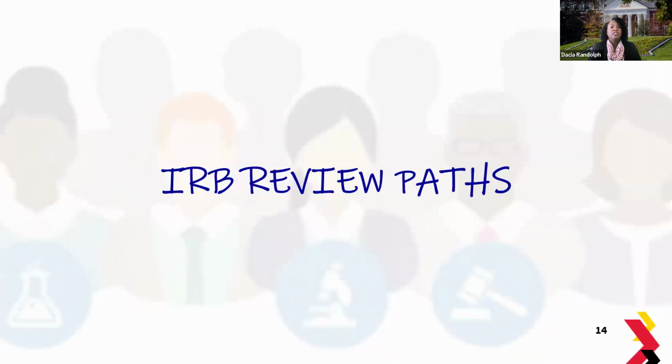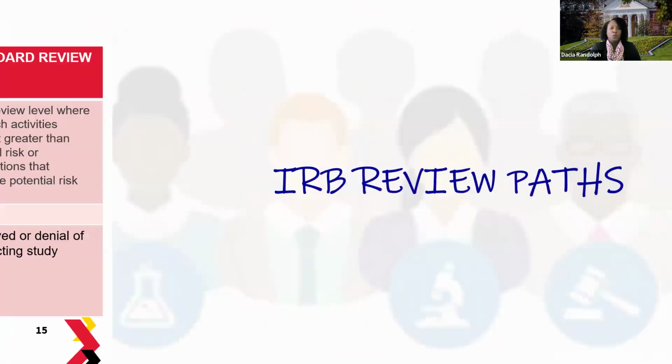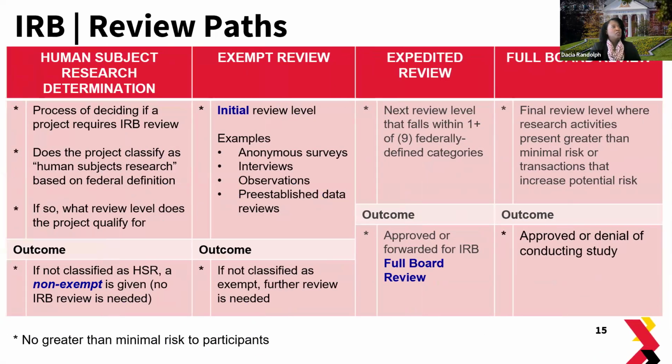All right, so now let's take a look at some of the IRB review paths. Technically, there are 4 types of review paths that the IRB will take in terms of determining if your study is classified as human research participants or human subjects in research, as well as what level of study you are participating in. It will determine what type of review you will need to have that approved.